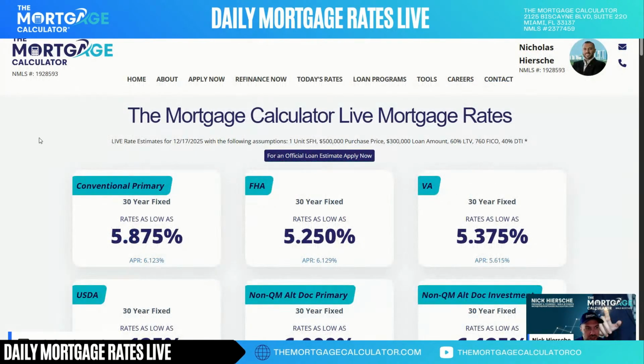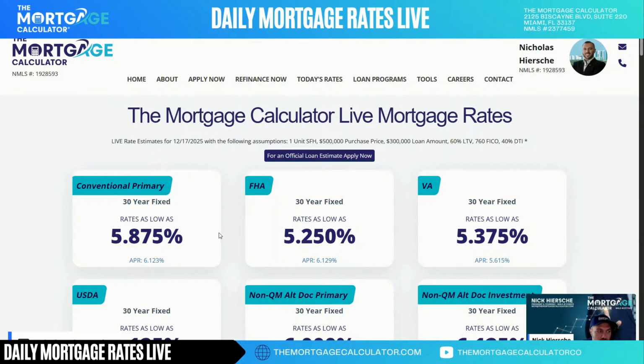So to compare across all our standard programs, we always set up a basic scenario: a single family home, 500,000 purchase, 300,000 loan amount, 60% loan to value, 760 FICO credit score, 40% debt to income. That way we can see the best rate options across all the different programs. And our first option here, we always compare our conventional primary, our conforming loans, typically what most people think of when they think of a mortgage, rates as low as 5.875, final APR 6.123.